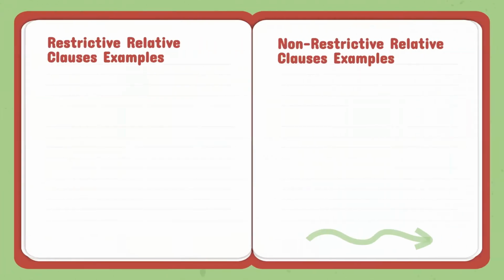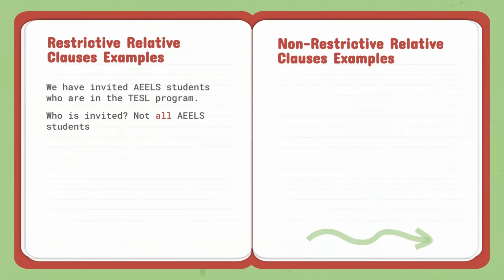So now let's look at an example to understand both a little bit better. We're going to use the sentence, we have invited IEL students who are in the TESOL program. Here, this is a restrictive relative clause because who's invited? Not all of the IEL students, only those who are in the TESOL program. So we're restricting out the rest of the people in the IEL programs that aren't in the TESOL one.